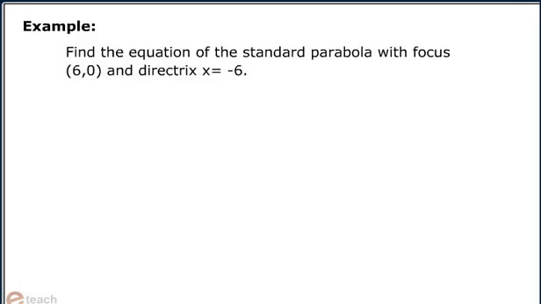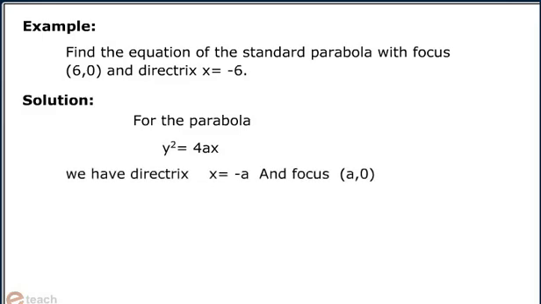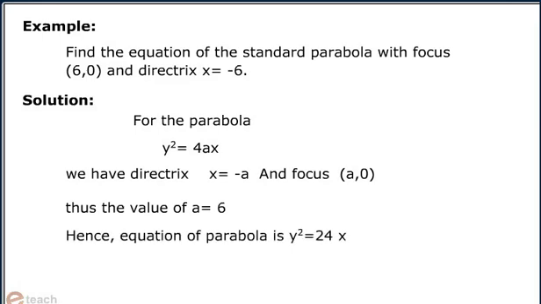Example. Find the equation of the parabola with focus (6, 0) and directrix x equals minus 6. Solution. For the parabola y square equals 4ax, we have directrix x equals minus a and focus (a, 0). Thus the value of a equals 6. The equation of the parabola is y square equals 24x.